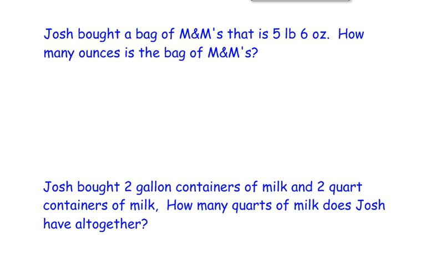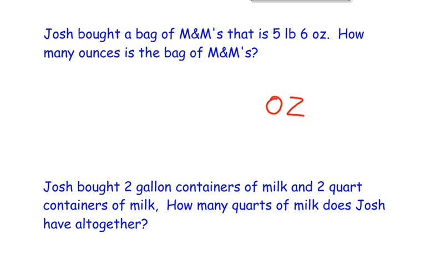Next, let's try another one. Here we're working with a different unit. Right? All these units should be pretty familiar to you. We've already had a lesson looking at converting these units already. But it says Josh bought a bag of M&Ms that is 5 pounds 6 ounces. How many ounces is a bag of M&Ms? Right? So we're looking for ounces.